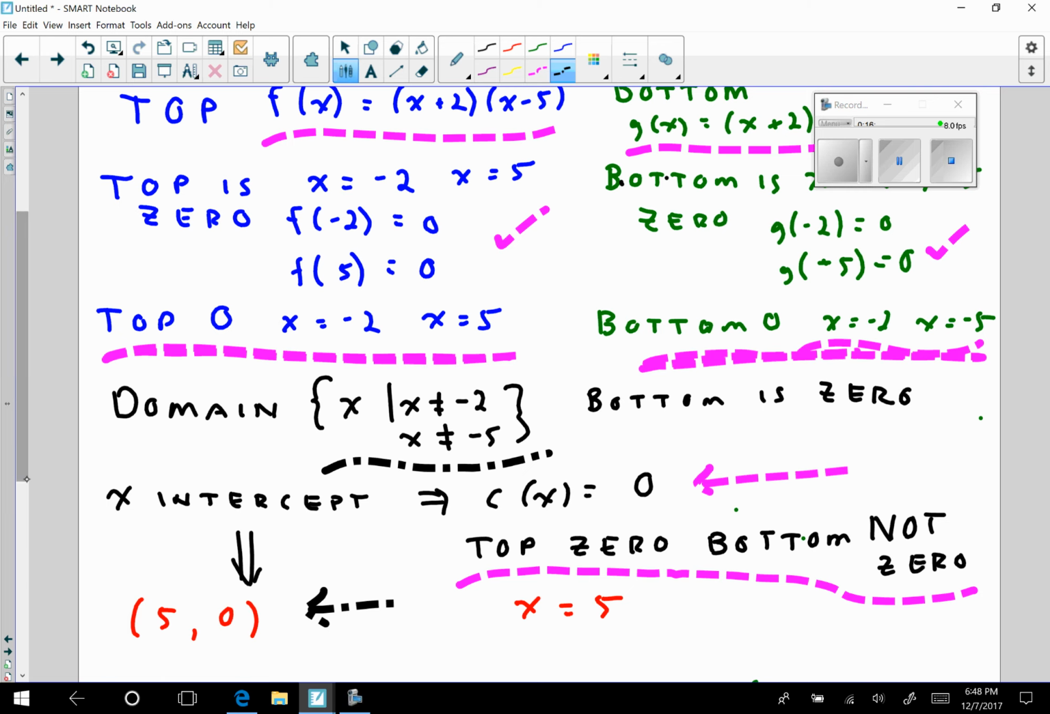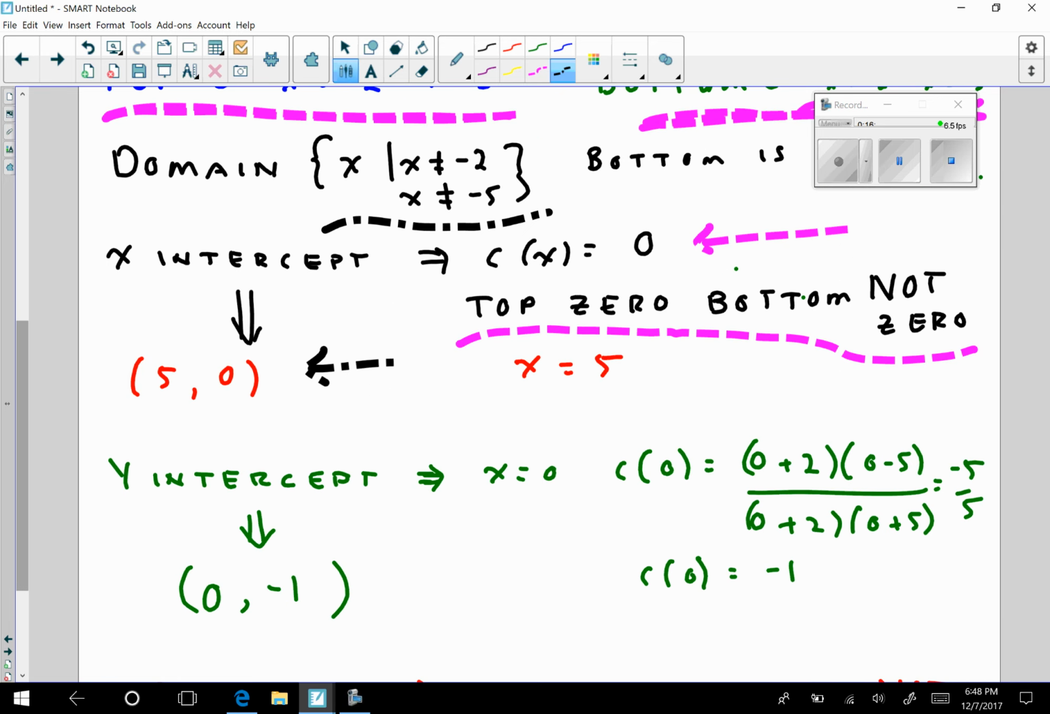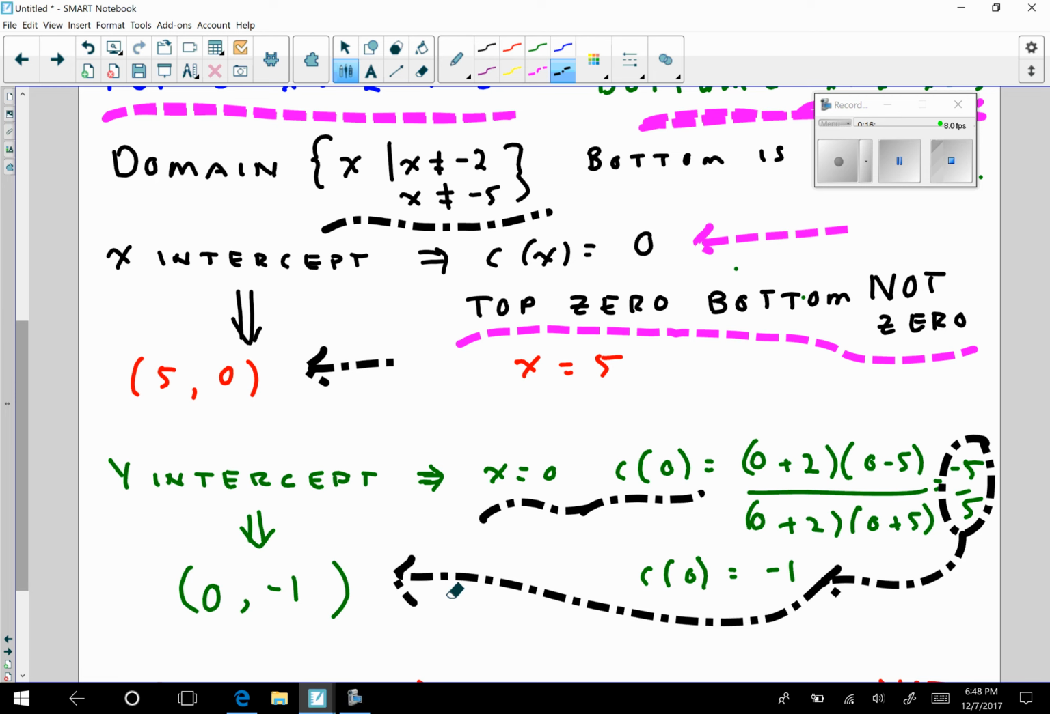So let's do the y-intercept right now. The y-intercepts, easy peasy lemon squeezy. The y-intercepts happen when x is 0. All I need to do is evaluate the function at 0. Put 0 in wherever you see x, you get negative 5 over 5, which is negative 1. And that tells me, ladies and gentlemen, that the y-intercept is 0, negative 1.